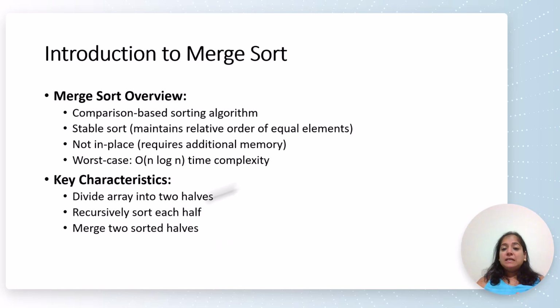So basically in merge sort, we divide our array into two halves every time, recursively sort each half, and then we merge the sorted halves. So we get a sorted array.